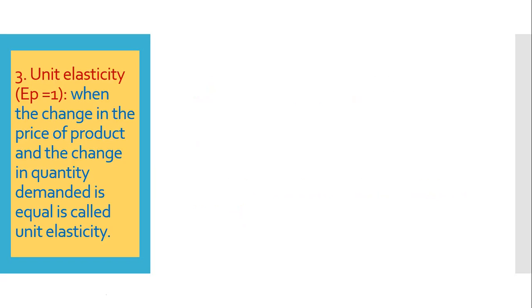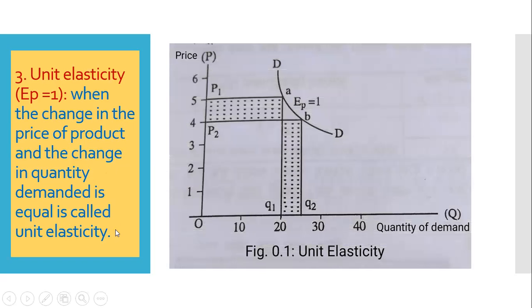Then see unit elasticity. When the change in the price of the product and the change in quantity demanded are equal, it is called unit elasticity. So we can see it very clearly in the diagram. Here you see price from 4 to 5, and quantity demanded from 25 to 20. That is, when price rises, quantity demanded decreases by an equal amount.